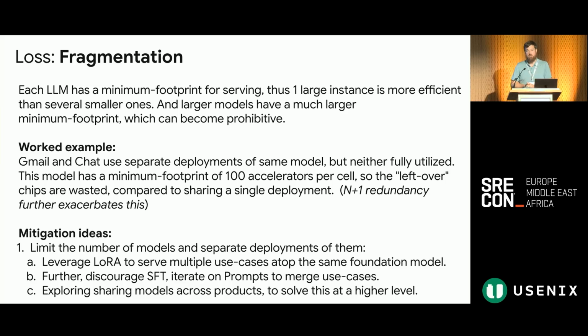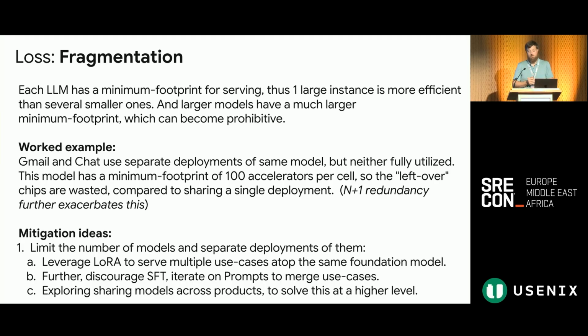And the last of these losses, and I think the most significant and the one where I've spent most of my time, is what we call fragmentation loss. You have to understand that when you serve an LLM, it has a certain minimum footprint that you need to serve it. You can run some models at home with one GPU, but for the really large models, you need dozens or hundreds of GPUs. And the bigger the model, the bigger the minimum footprint.